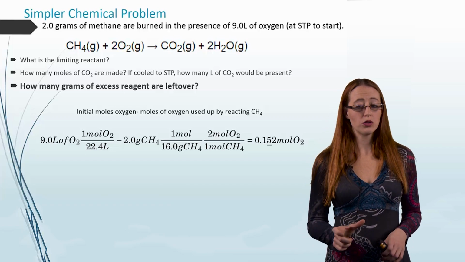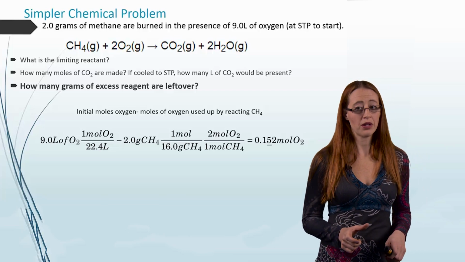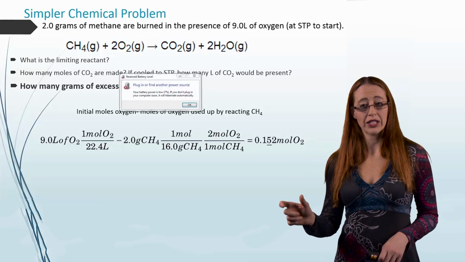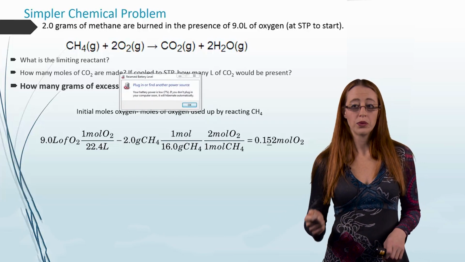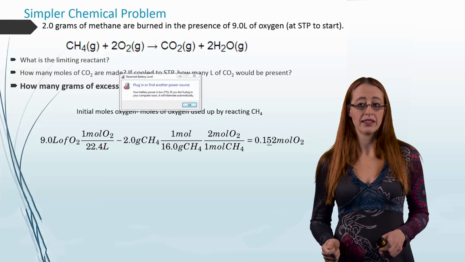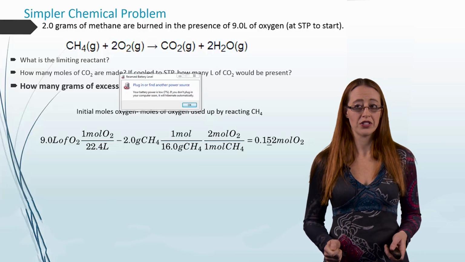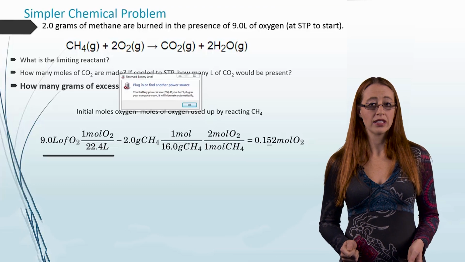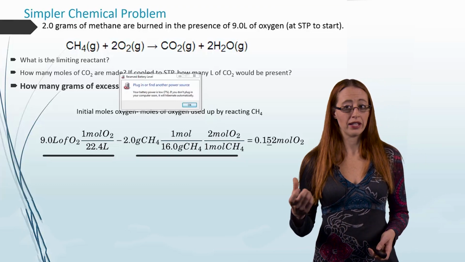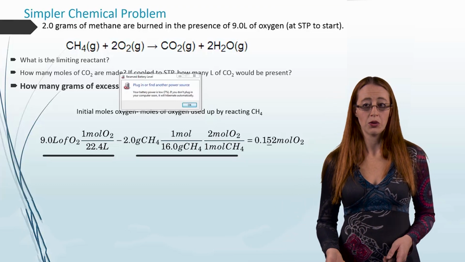So that first grouping is the moles of oxygen that we started with. The second grouping is the moles of oxygen that we used up. We subtract those and we get 0.152 moles of oxygen left over. So we have our amount that we started with, we have our amount that we used up, to give us our total moles.